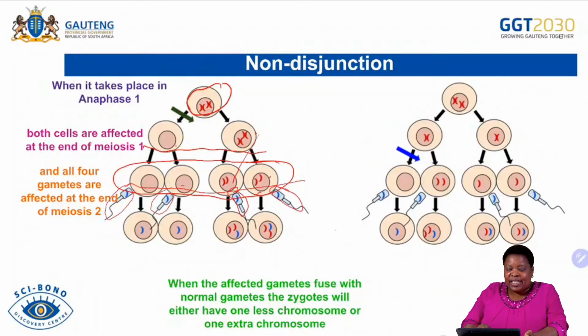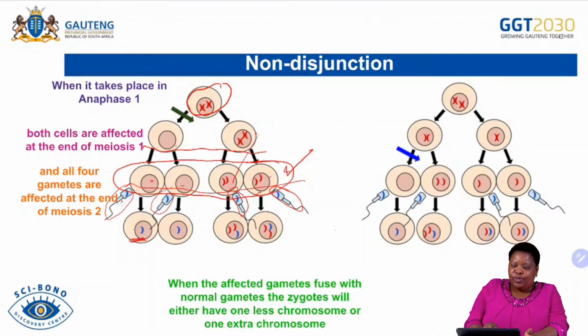So when the affected gametes, which are these ones after meiosis II, fuse with a normal gamete, the zygote will either have one less chromosome or one extra chromosome. Let us verify that. This is the affected cell. It fuses with the sperm cell. Can you see there's nothing inside here? But in the sperm cell, we've got what? 1 there. So when this gamete fuses with the affected cell, it forms what? We've got 1 here. Can you see?